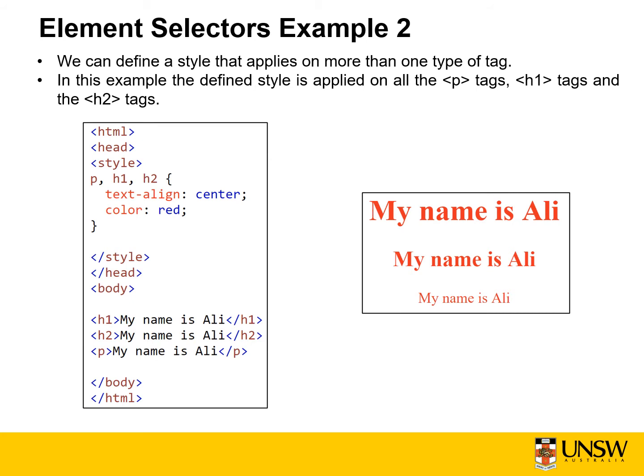As it can be seen in this example, we can define a style using element selectors that applies on more than one type of element. I mean, instead of typing the same style for different tags, we can add the name of all of the tags and separate them by comma, then define the desired style for all of them at the same time. In this example, the defined style will be applied on all the p tags, h1 tags, and h2 tags.